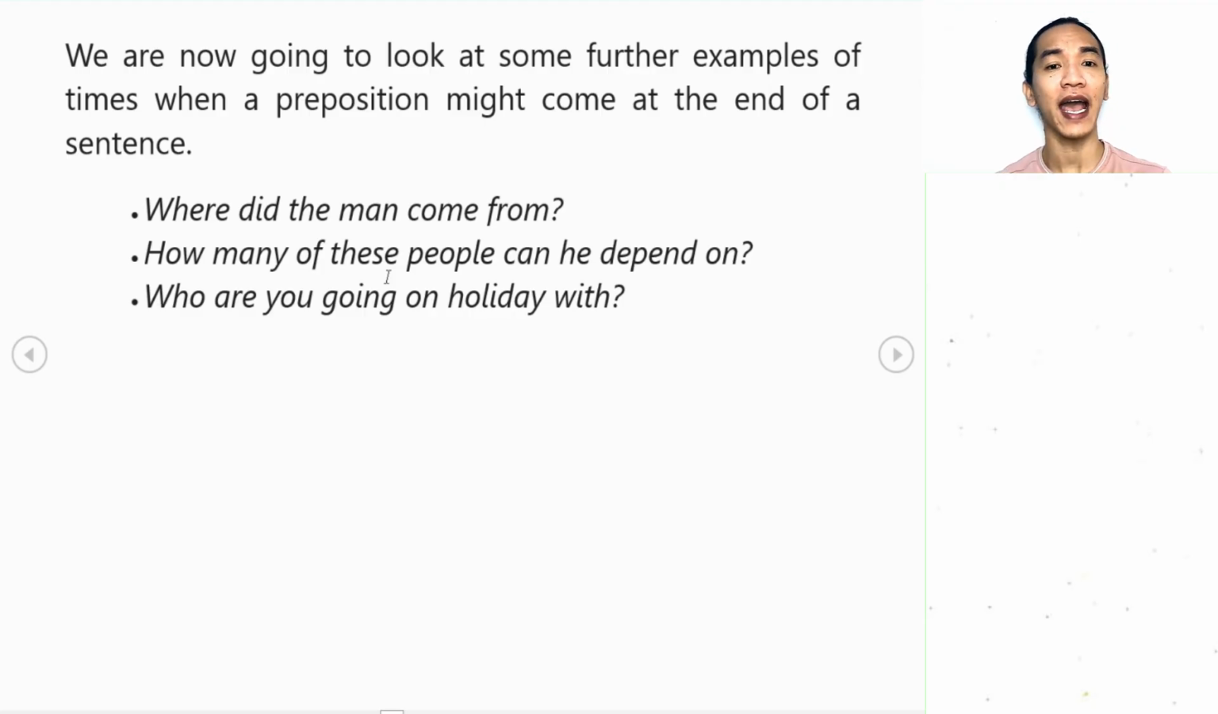We're now going to look at some further examples of times when a preposition might come at the end of the sentence. So we have here some prepositions at the end of the sentence. Where did the man come from? How many of these people can he depend on? Who are you going on holiday with? Okay? So these are just some of the prepositions at the end of the sentence.